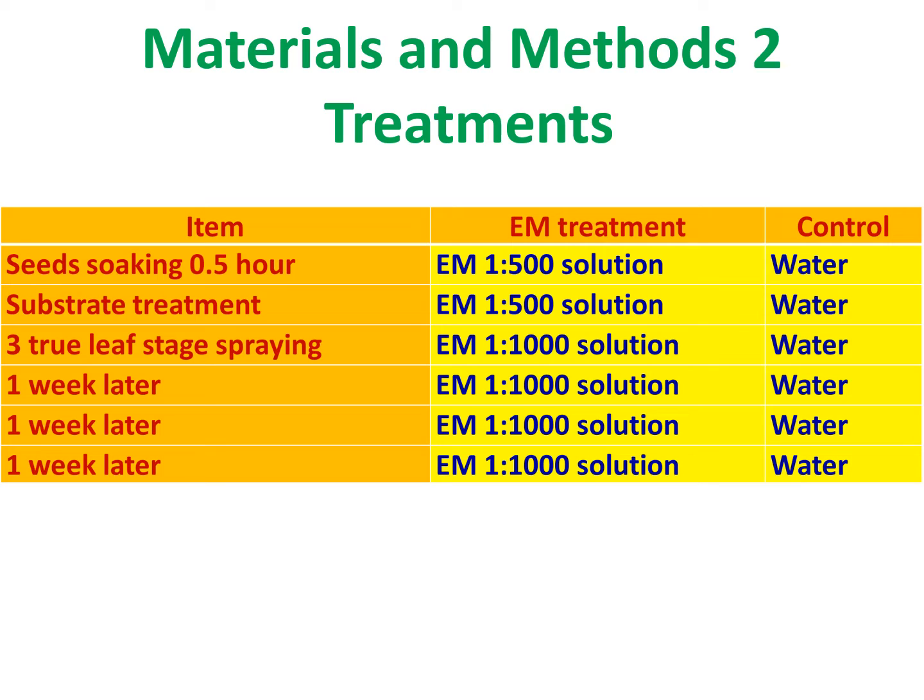At the 3 true leaf stage, plants were sprayed with EM 1 to 1000 solution, and in the control treatment with water. One week later, the same solutions were applied, and again one week later, and again one week later. So in total, there were 4 sprayings with EM solution or water.